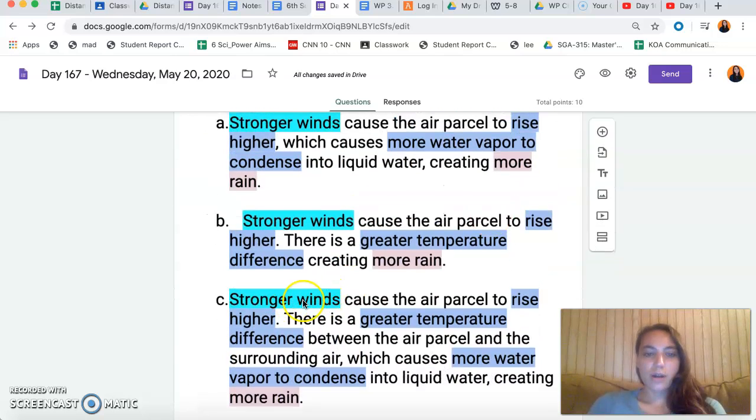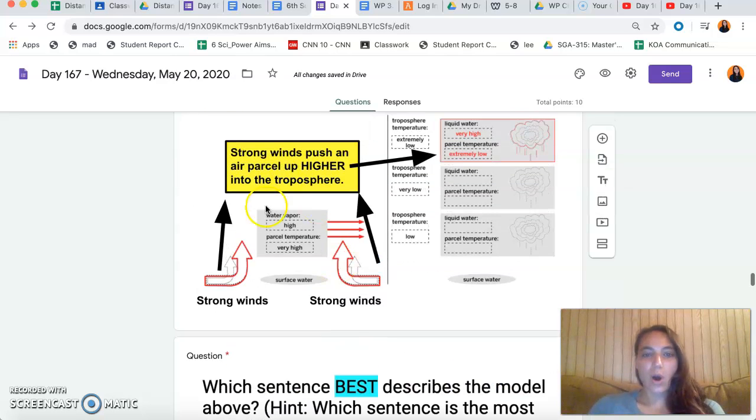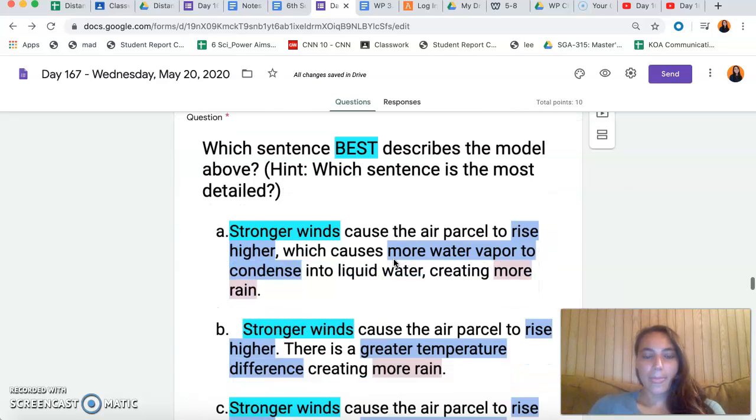C. Stronger winds cause the air parcel to rise higher. There is a greater temperature difference between the air parcel and the surrounding air, which causes more water vapor to condense into liquid water, creating more rain. C is the best answer. It describes all of the parts of the model.